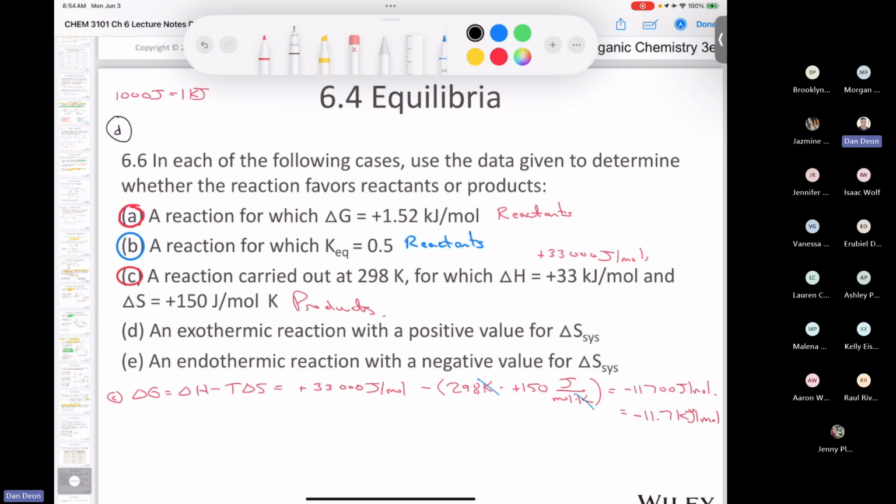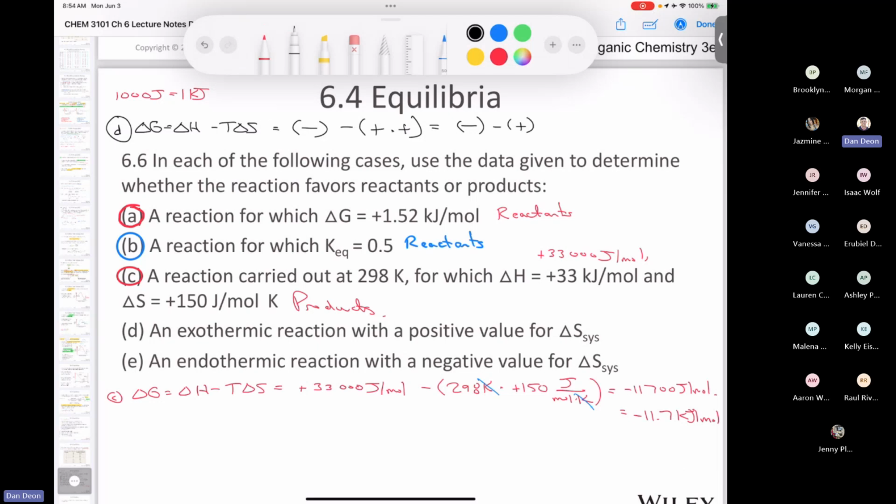Exothermic reaction with a positive value for delta S. Here's our formula: delta G is equal to delta H minus T delta S. It says an exothermic reaction. If I have an exothermic reaction, it means my delta H is a negative number, so I'll put negative in brackets. Then I subtract my T delta S. T is in Kelvin, so it's always a positive number. And then a positive value for my delta S. Positive times a positive gives you a positive. So you take a negative and you subtract a positive.